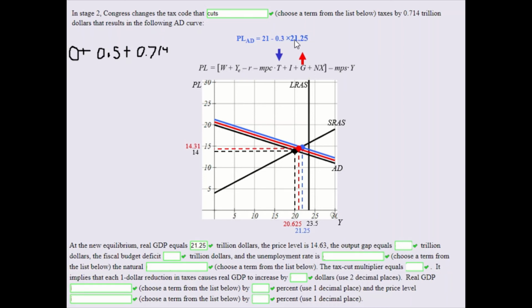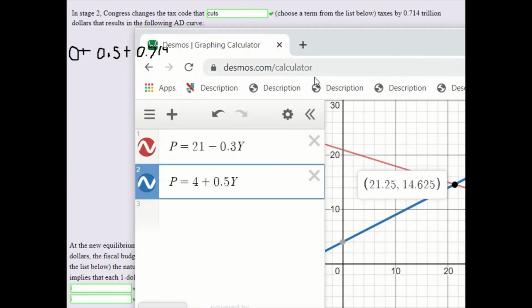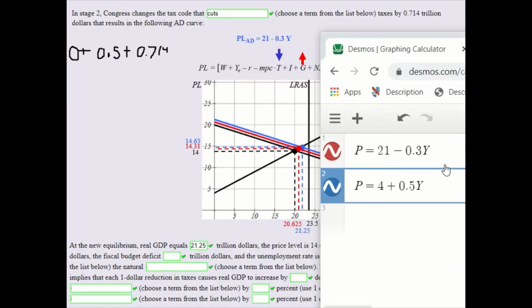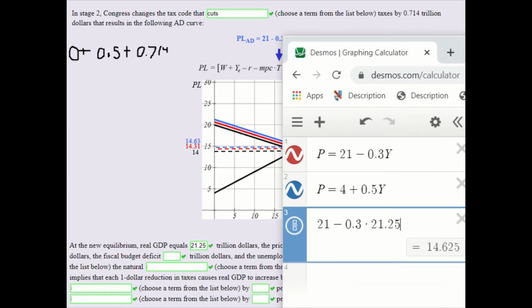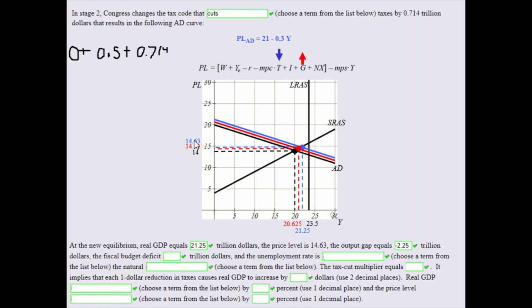When we plug that into the demand curve, we get 14.63. So let's go to Desmos, and I'll copy this down here, and I'll get rid of the y, and then I'll multiply by that new level of GDP, 21.25, and we get a price level of 14.625. Rounding it, we get a price level of 14.63. Okay, so that's how you get that price level.